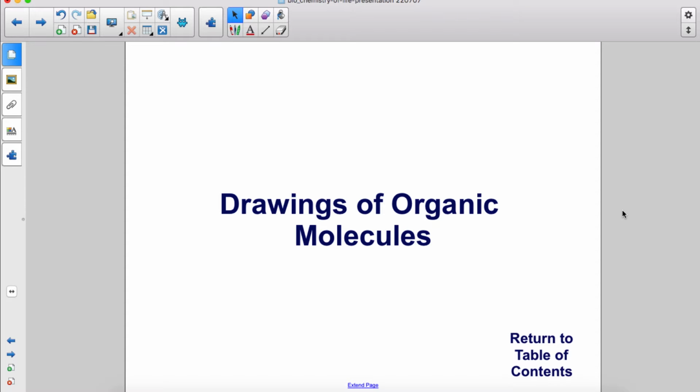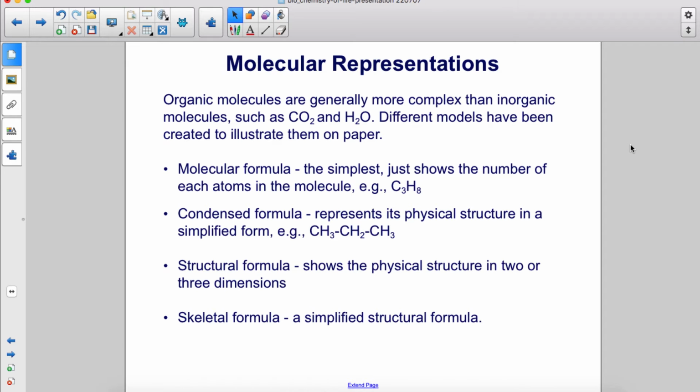Drawings of organic molecules. Organic molecules are generally more complex than inorganic molecules, such as CO2 and H2O. Different models have been created to illustrate them on paper. Molecular formula, the simplest, just shows the number of each atom in the molecule, for example, C3H8. The condensed formula represents its physical structure in a simplified form, like CH3, CH2, CH3.